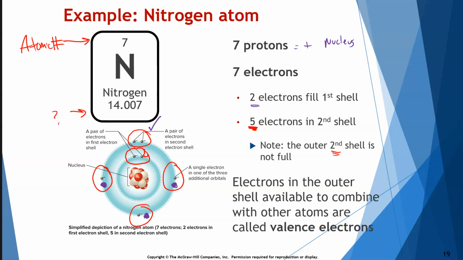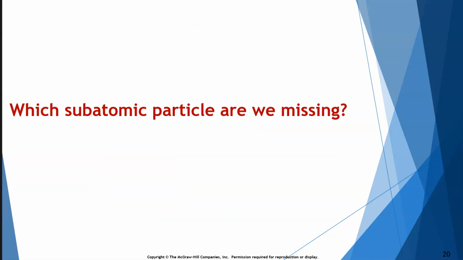Again, the same way we had that term valence shell, those electrons on the outside are called valence electrons. So, what's something we haven't talked about so far?